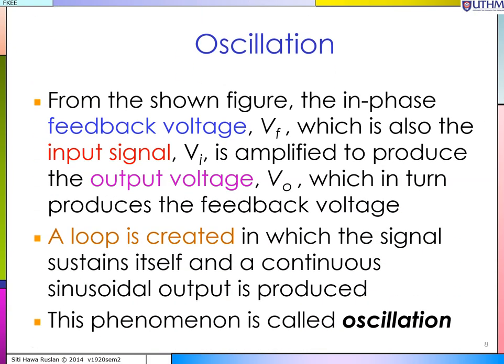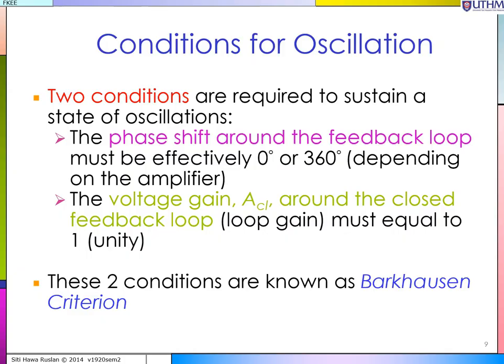From the figures that have been shown, you have a feedback voltage, which is also the input signal to the amplifier, will produce an output voltage, and in turn will produce back the feedback voltage. So meaning that there is a loop created, and with this, they will produce a sinusoidal waveform, and we have an oscillation. Okay, and the condition for oscillation is you must make sure the phase shift around the loop must be 0 degree or 360 degree depending on the amplifier just now, whether it is inverting or non-inverting.